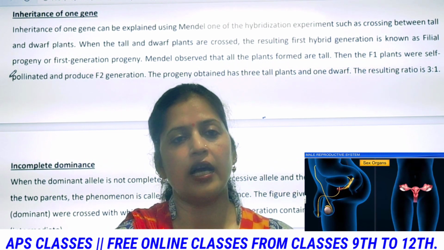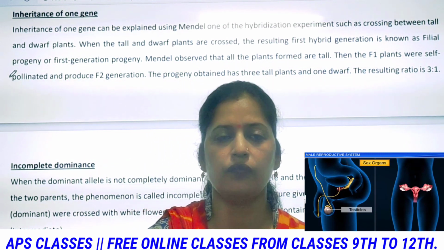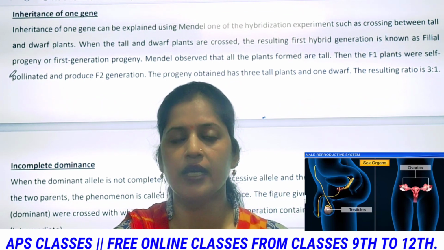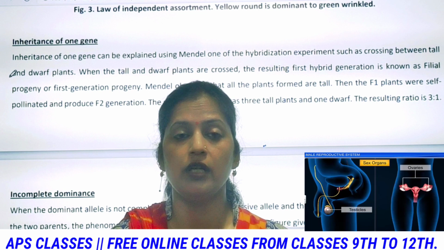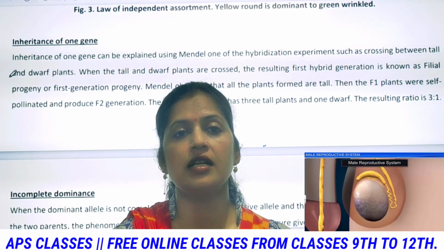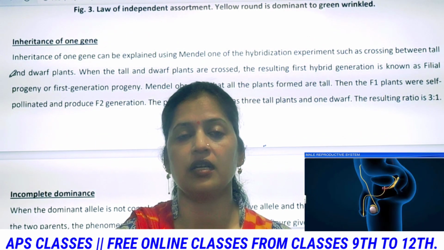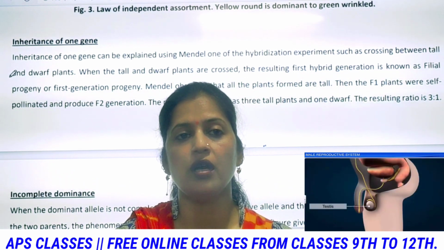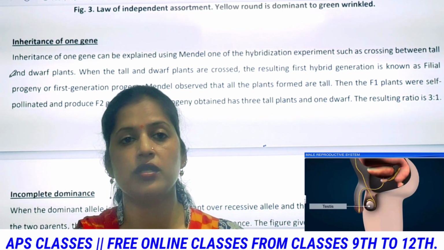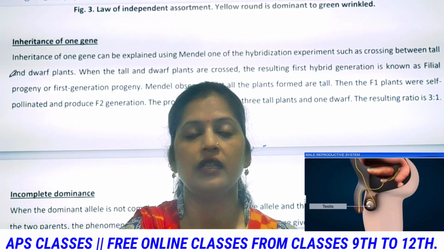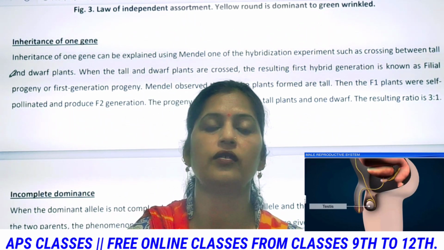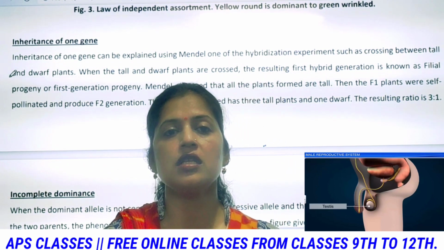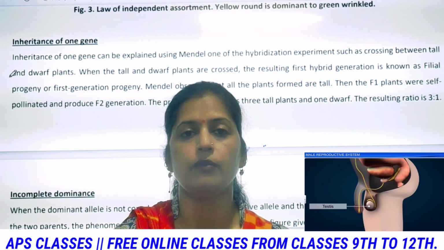As we all know, heredity is the transmission of characters from parents to the offspring, from one generation to the next generation. The law of independent assortment states that the alleles of different traits separate from the parents to the offspring. Mendel used a dihybrid cross, that is the cross between two different traits, in order to explain the law of independent assortment. So this is all about part number 1.